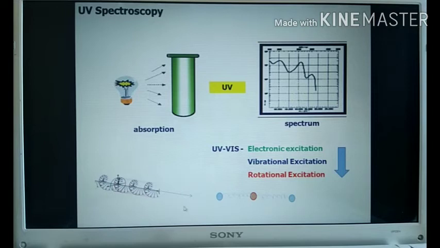So therefore whenever a molecule is irradiated with the UV visible range of radiation, it undergoes rotational, vibrational and electronic excitation. Because electronic excitation needs a lot of energy, vibrational needs less, and rotational very much less. So therefore the UV visible spectrum is a little bit broader in nature, isn't it?